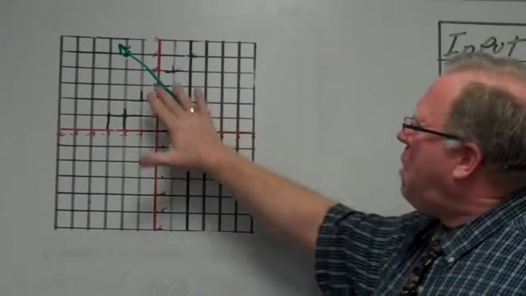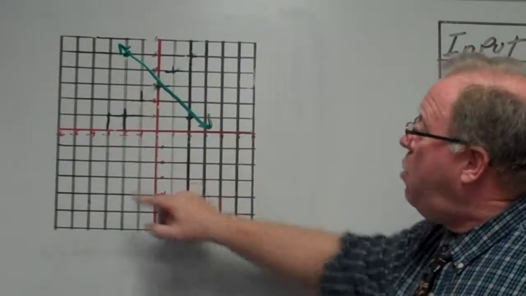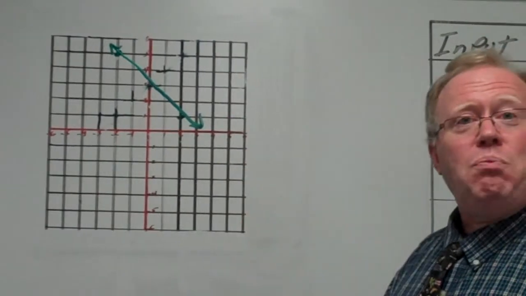Okay, so by plugging in our ordered pairs off of our function table, we can now put it onto a graph and graph those points.